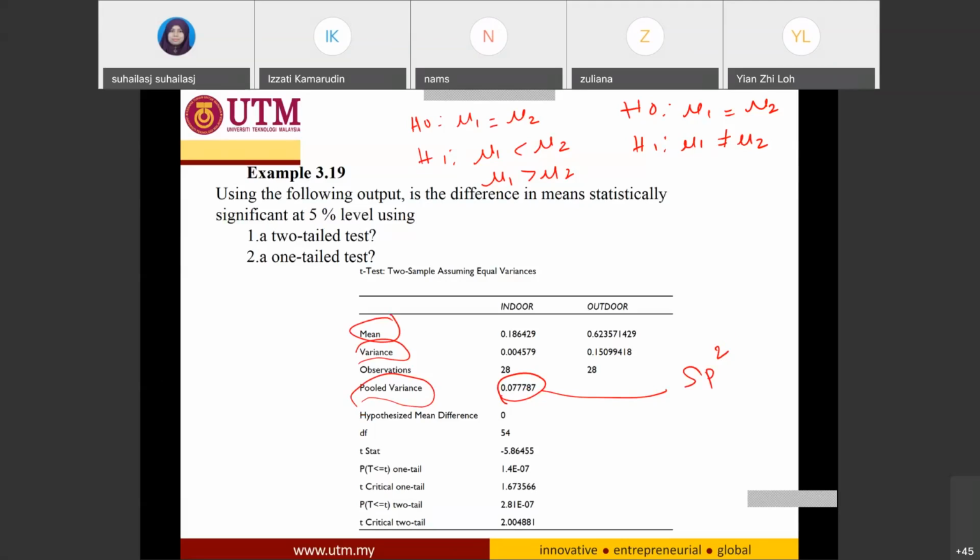Okay, you already have this one, say this is your X bar 1. This one is your X bar 2. And then this is your sample variance S1 square, and this is your S2 square. And then we have the value for the pooled variance. Okay, now you check your observations: 28. Your N1 and N2 are less than 30, so that's why we conduct a T test. If greater than 30, then you conduct a Z test. Okay, the degree of freedom.